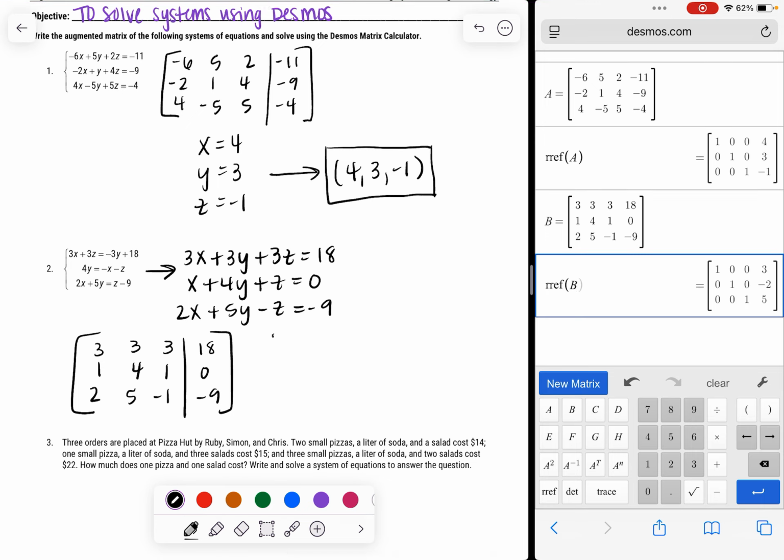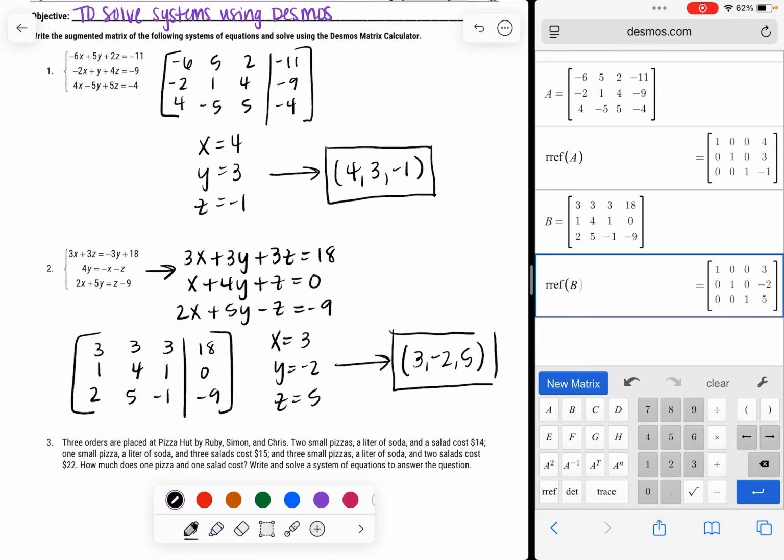And you can see it's giving me X is equal to 3, Y is equal to -2, and Z is equal to 5 to lead us to our answer 3, -2, 5.